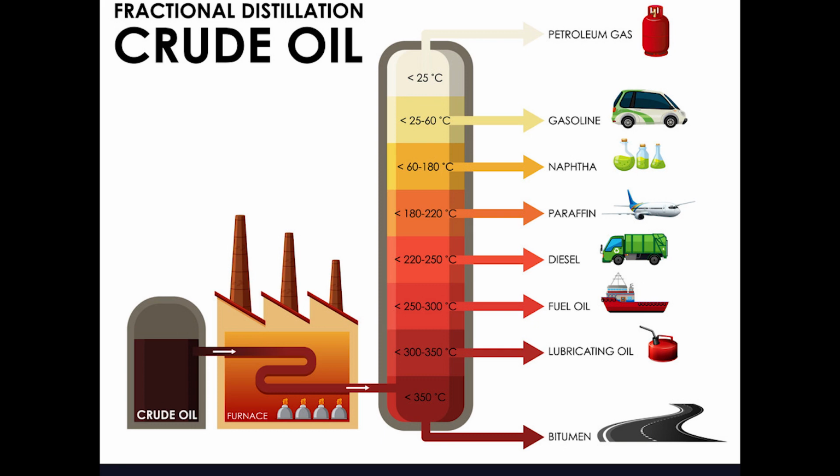At 300 to 350 degrees Celsius, lubricating oil is used, and these are used for various domestic and industrial purposes. And finally, the most heavy, that is bitumen, is boiled out at 350 degrees centigrade. Bitumen is used to tar roads. Just like coal, petroleum is also a fossil fuel.